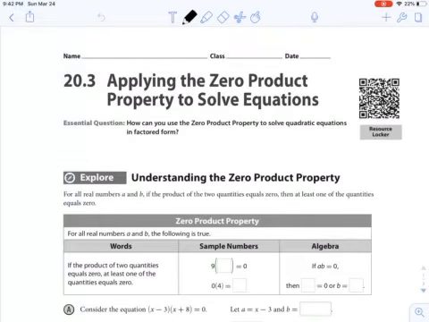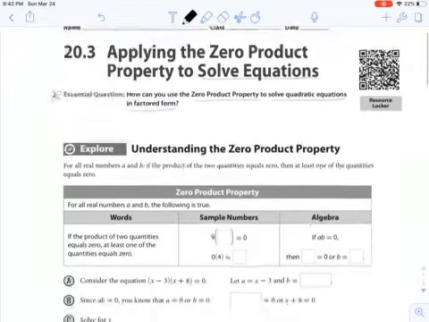All right, we're back looking at 20.3, applying the zero product property to solve equations. So the essential question is, how can you use the zero product property to solve quadratic equations in factored form? I want you guys to keep this in mind as we go through it, because you should be able to answer it when we're done.